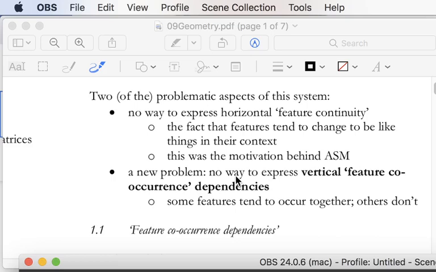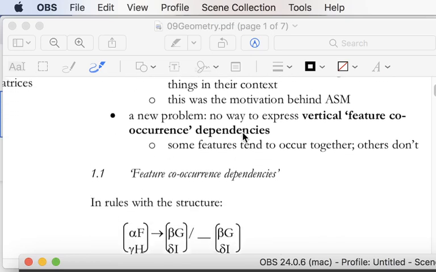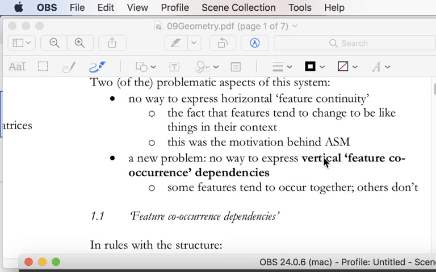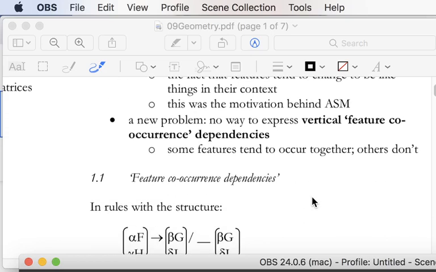This unit is going to be about a different problem, and this is that there's no way to express vertical feature co-occurrence dependencies. What does that mean? Well, some features tend to occur together in phonological generalizations, while others don't. That's basically what we're talking about here. Let me show you what I mean by feature co-occurrence or vertical dependencies.